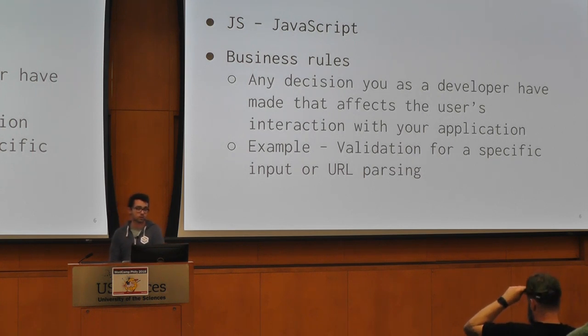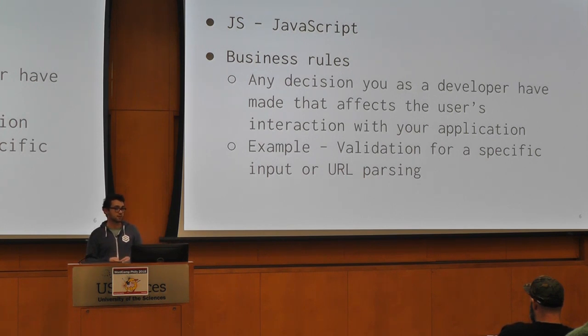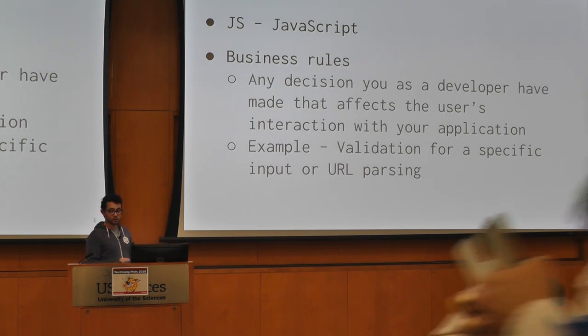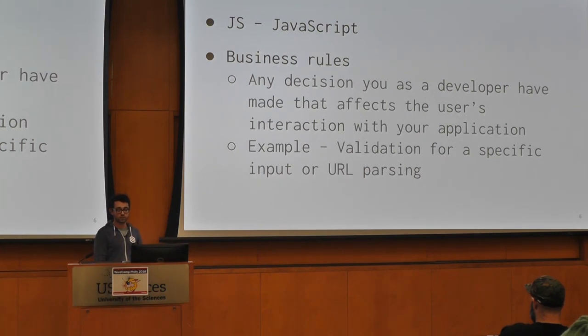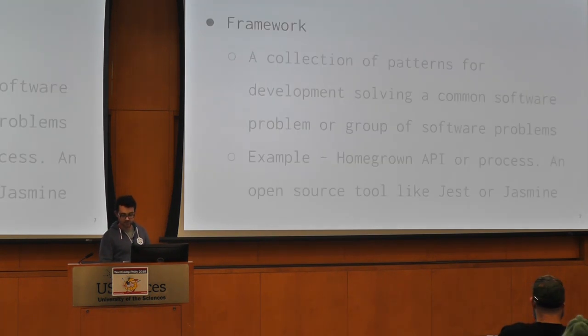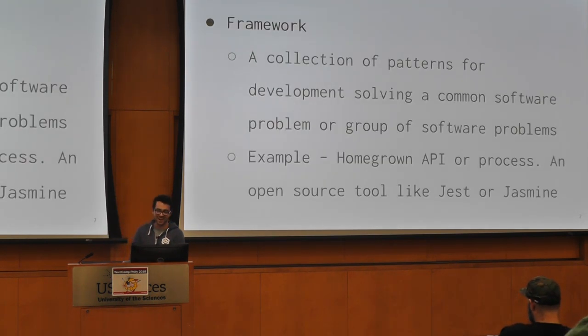For example, if you're validating an input, in the last presentation, there's a lot of talk about filling out a form. There might be specific validation for one of those form inputs. That's a business rule you're deciding. You're deciding how that form input will get filled out. URL parsing, if you land on a page, you parse the URL, or you're parsing the URL for the user to go to a different part of your application or your website, that's also a business rule you're deciding. I'll slow down a little bit, sorry, I'm talking fast.